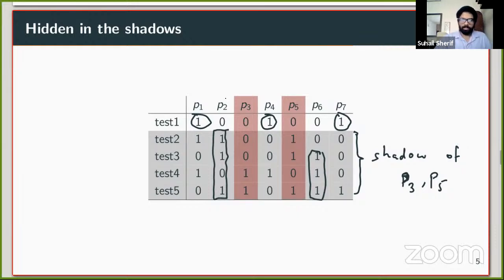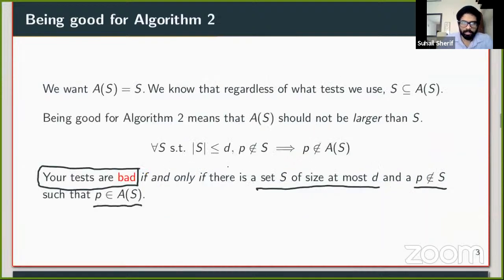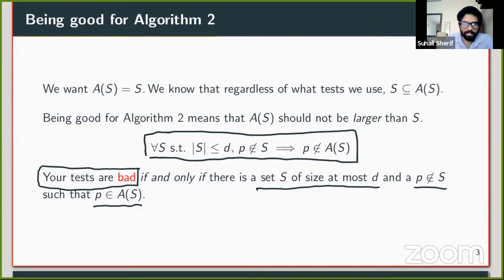So if I want to write this condition here, so this was how exactly P is going to be marked as infected if S is the infected set. The condition that we wanted was this. For all S, so look at this condition. What this says is that for any S of size at most D, P should not be in the shadow of S.